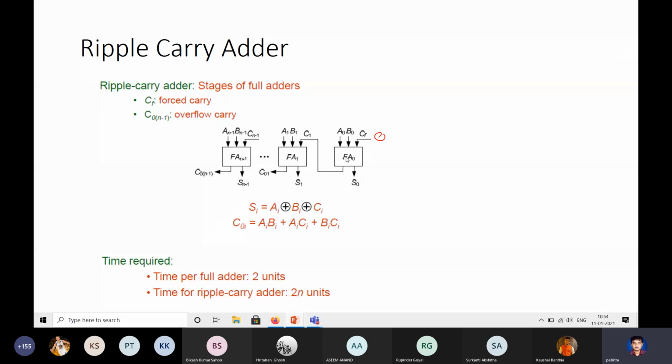How do you do it? You carry the carry to the left. So if you just cascade a set of such full adders so that the carry out of one is the carry in of the next stage, and if you build this entire circuit, the sum output of each of the full adders, S0, S1, and so on, would give the sum, and the final carry out would give the final carry.